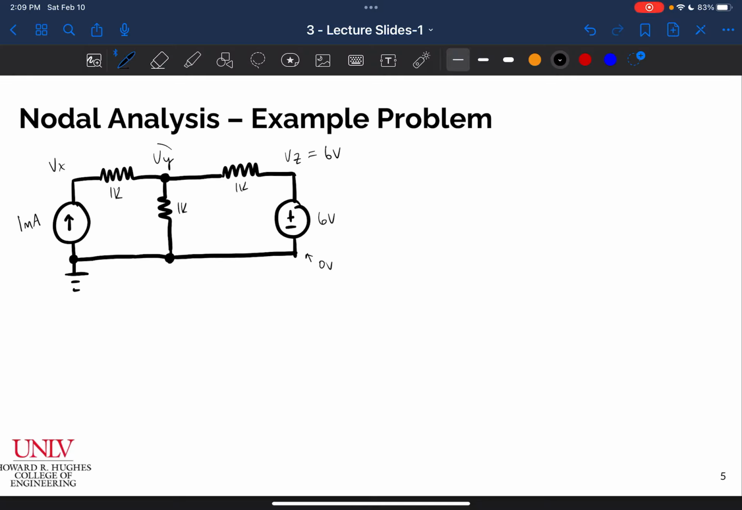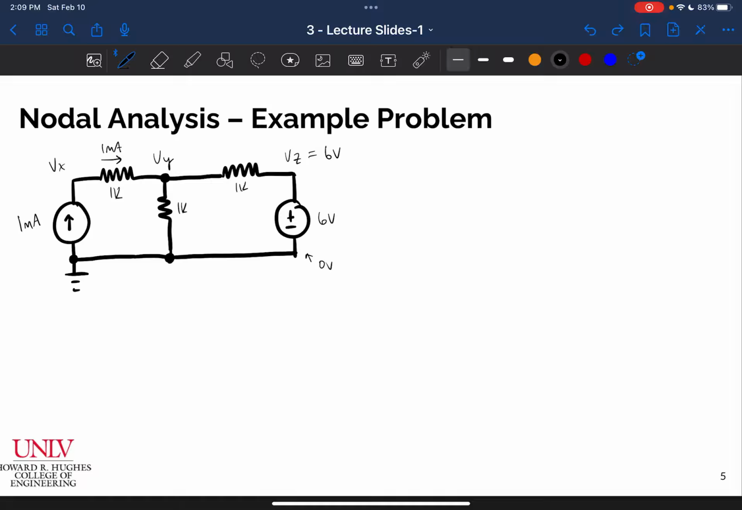Okay, Vy is clearly unknown. And then Vx, can we solve for the voltage there? We can't yet, so that's also unknown. But what we can do is solve for Vy using nodal analysis. And then once we get Vy, we already know the current that's going to flow through this resistor. And then using Vy, the current, and the 1K, we can simply use Ohm's law to find Vx. So let's go ahead and do that.